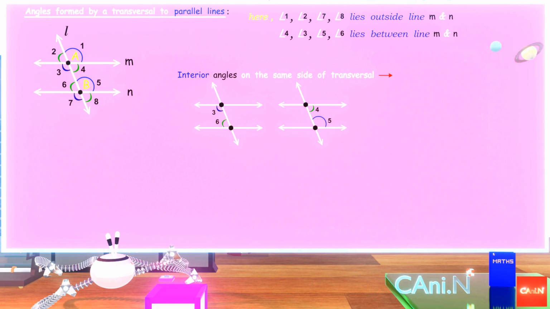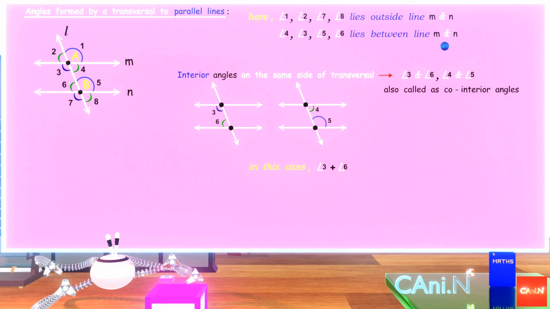Interior angles on the same side of the transversal are angles 3 and 6, and angles 4 and 5. Also called co-interior angles. In case of co-interior angles, angle 3 plus angle 6 will be equal to 180 degrees. And angle 4 plus angle 5 will be equal to 180 degrees.